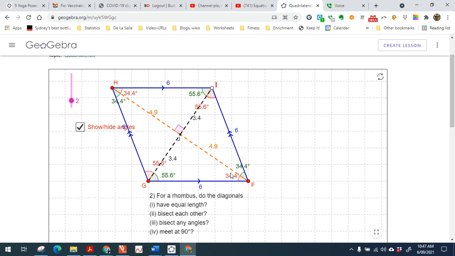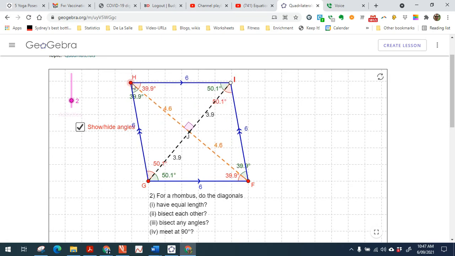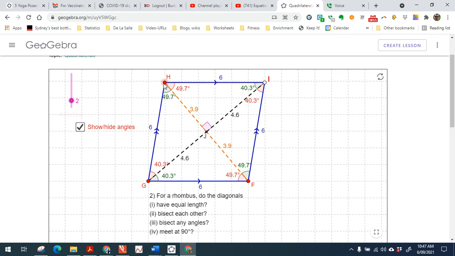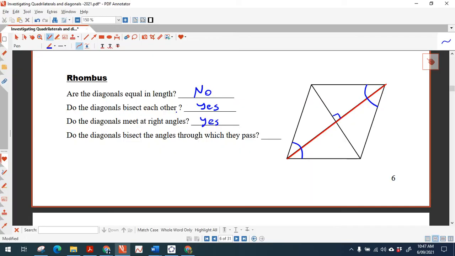So we'll have a look. We've got 34.4 and 34.4, 34.4 and 34.4. So no matter what I do, you can see that the diagonals always cut the angles in the corner in half. You can see those two values are the same, and these two values are the same. So the answer for that one is yes.